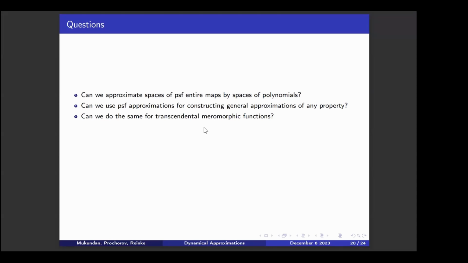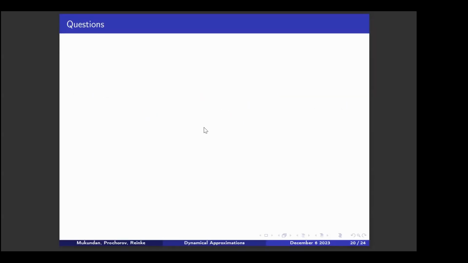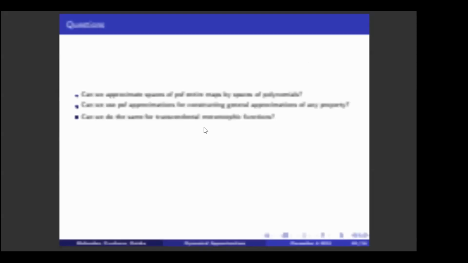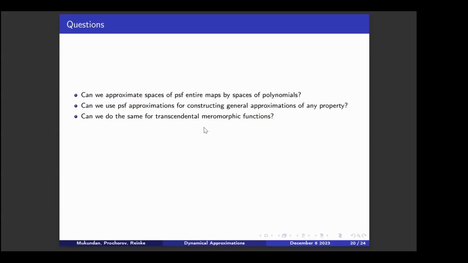Lastly, not lastly, but can we do the same for transcendental meromorphic functions? So if you don't have the entire property, does this theory still go through? I suspect that it will, because there are not a lot of places here where we actually use that the map is entire. Everything that I stated for Thurston theory, etc., all of that can be easily generalizable. But this is something that should be checked.